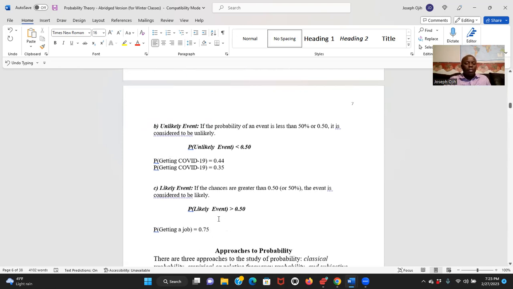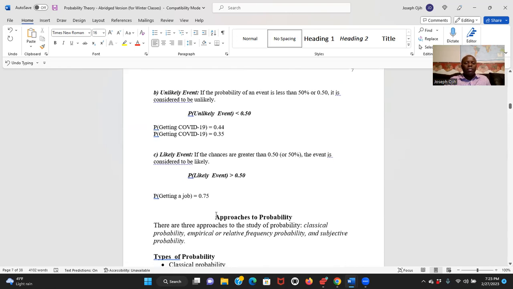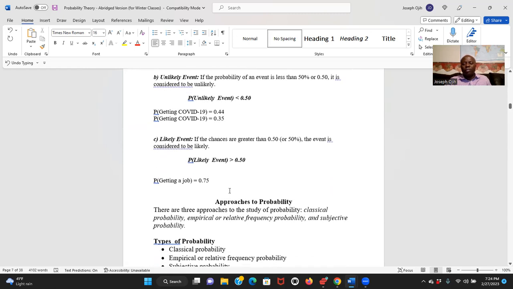Now, how about this? If the chance is greater than 50%, it is a likely event, like 75%. Getting a job after graduation, 75% or 80%.